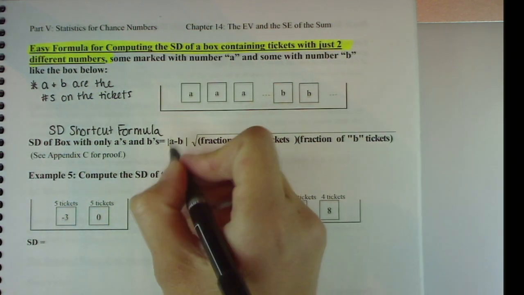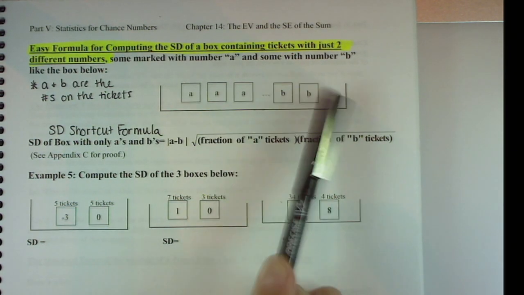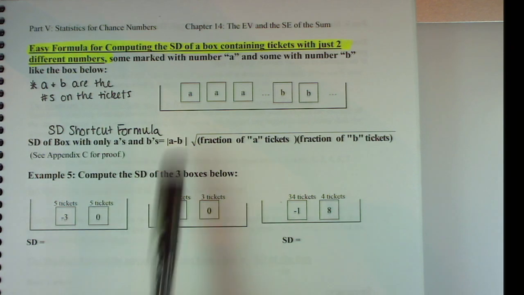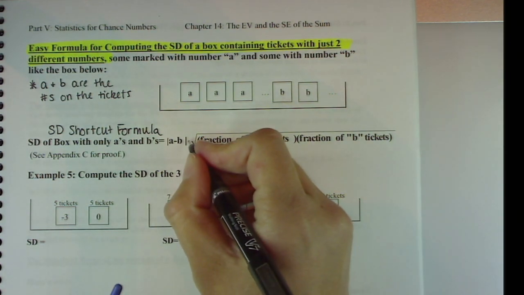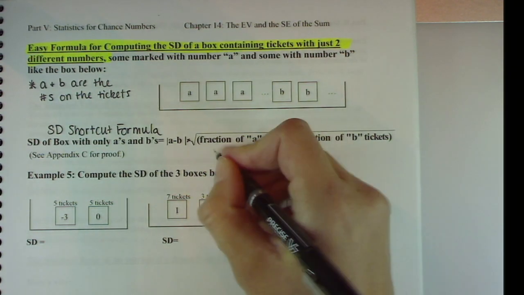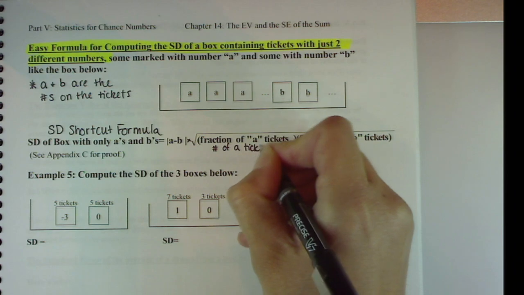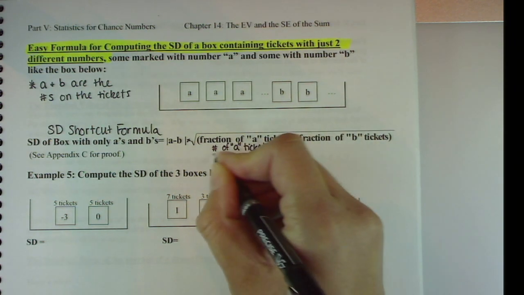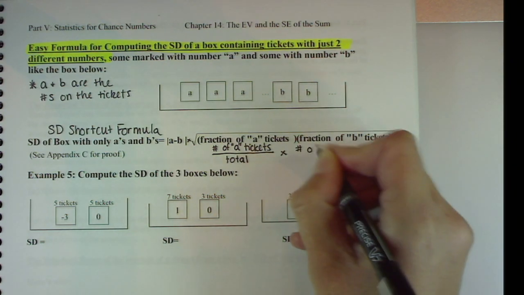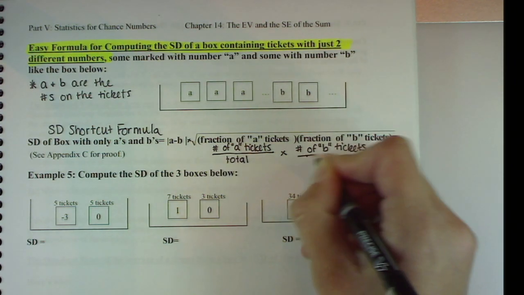But basically what it is, you take the absolute value of A minus B. So that's the numbers on the tickets, the first number minus the second number. It doesn't matter which order, you could do B minus A. It's literally the same thing because it's absolute value. And then times the square root of the fraction of A tickets times the fraction of B tickets. So in other words, you can say the number of A tickets over the total number of tickets times the number of B tickets over the total.